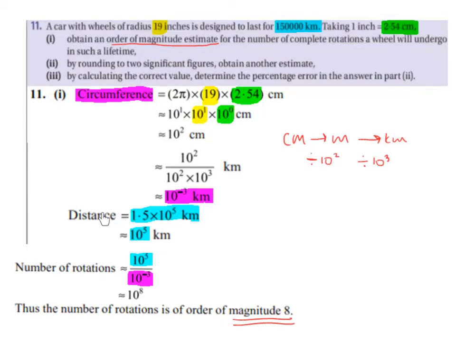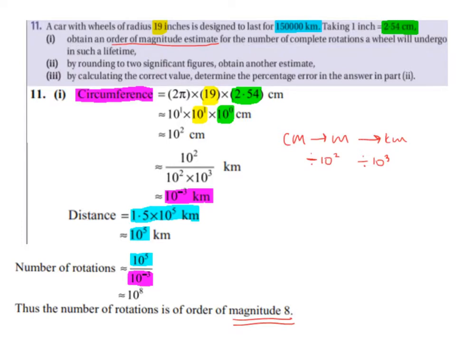Next, we're going to write the distance in scientific notation or standard form. So the distance was 150,000 kilometers, and that can be written as 1.5 times 10 to the power of 5. And that can be rounded off to 10 to the power of 5. And the reason for that is 1.5 rounded off to 10 to the power of something would be 10 to the power of 0, because 10 to the power of 0 is 1, and 1.5 is much closer to 1 than it is to 10.